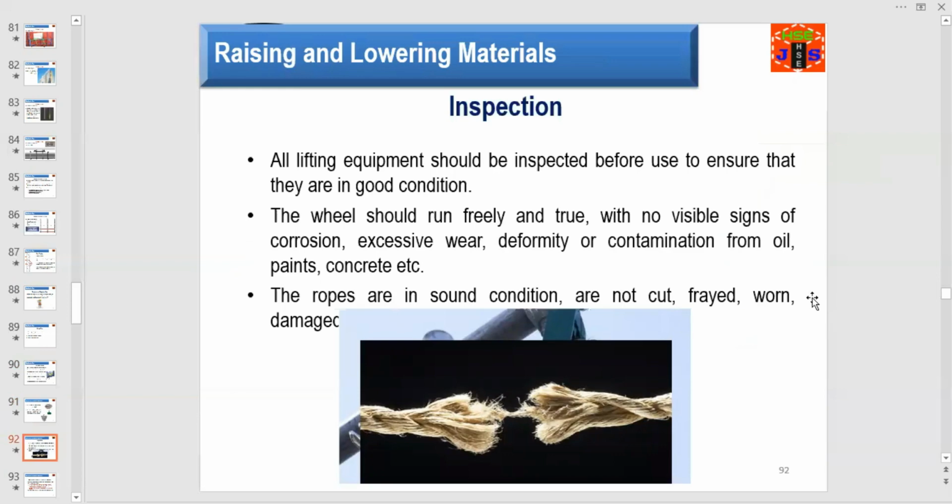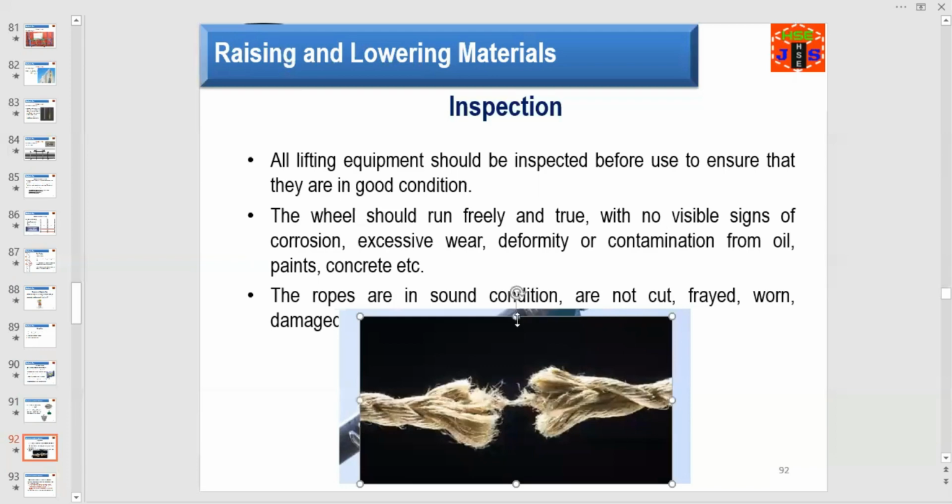All lifting equipment should be inspected before use to ensure that it is in good condition. The wheel should run freely and true with no visible signs of corrosion, excessive wear, deformity, or contamination from oil, paints, concrete, etc. The ropes should be in sound condition, not cut, frayed, worn, or damaged. As you can see in the photograph, this rope cannot be used in any case.